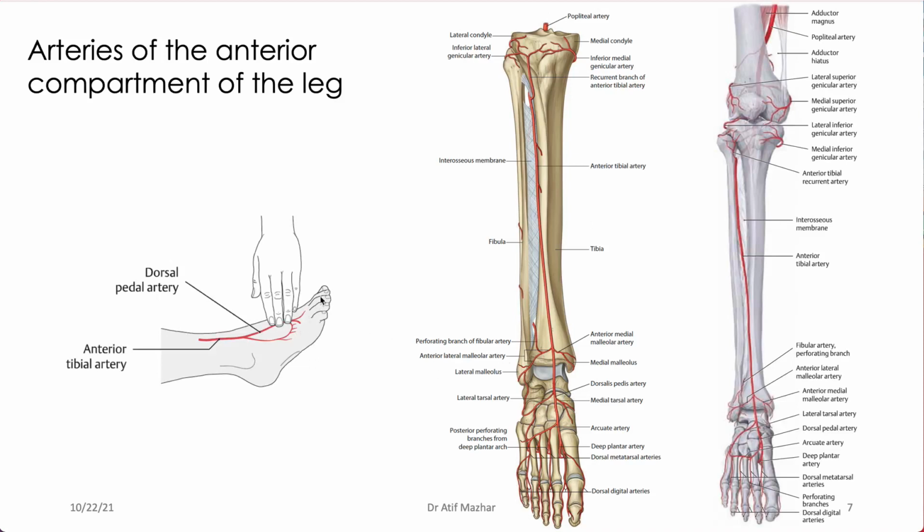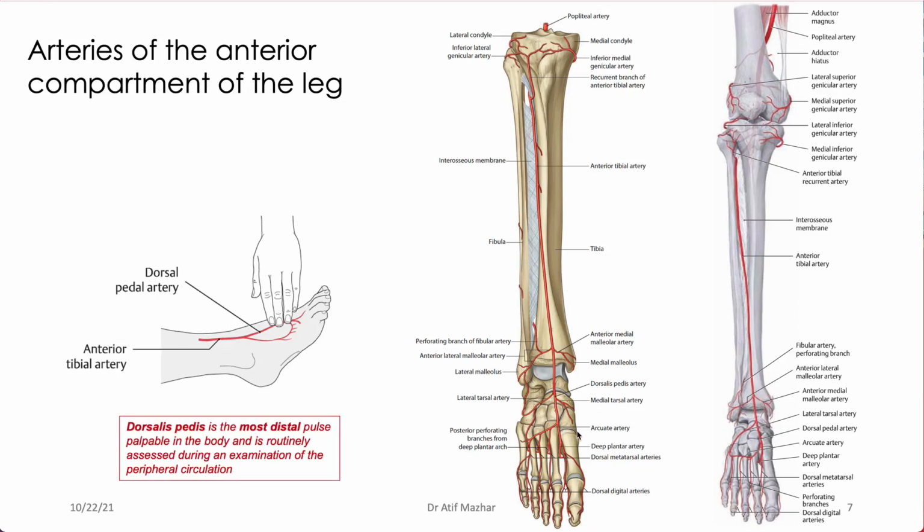How can we reach this place? Go to the first web space, start going upward till you find a pulse, and that's the location where we can find the dorsalis pedis artery, definitely between the first digit and the second digit. This is clinically significant and important, and you need to know about it.